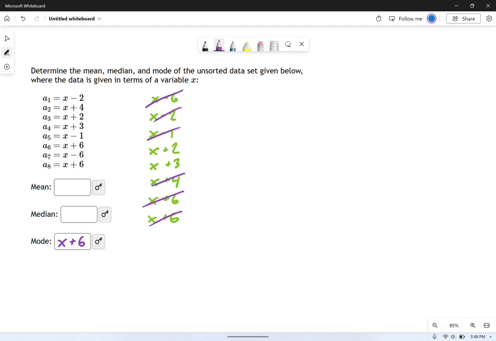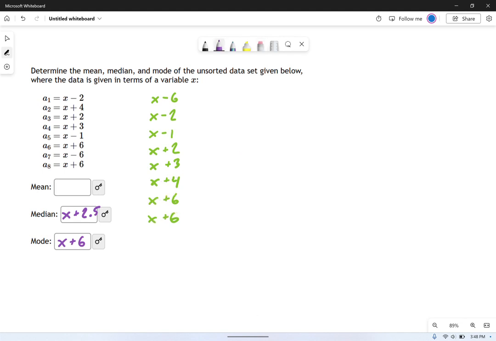And there it is. So the middle of this thing is going to be the average of these two entries, because neither one of them is really in the middle itself. We're going to have to do x plus, what's the average of 2 and 3? Well, it's 2.5. So x plus 2.5. Okay, there's my median.